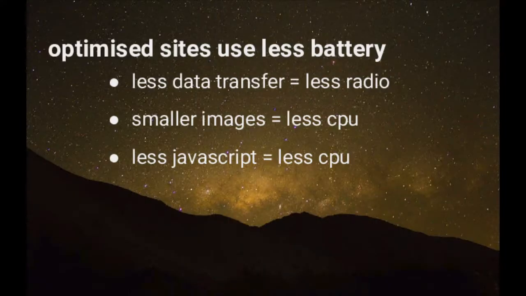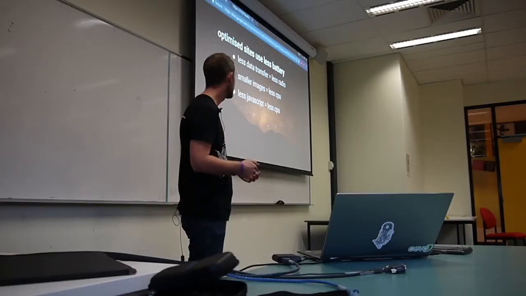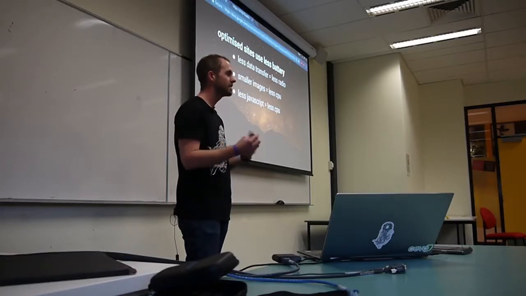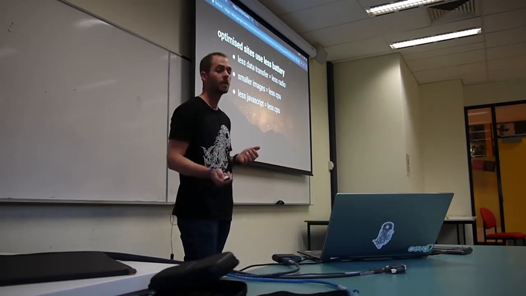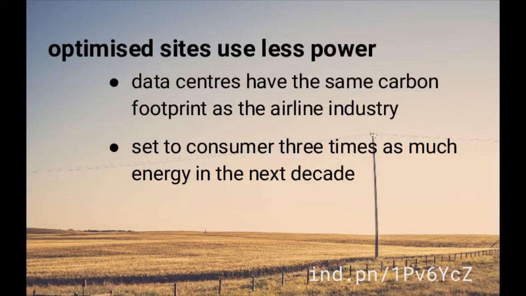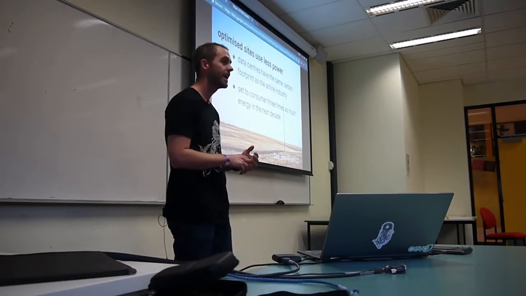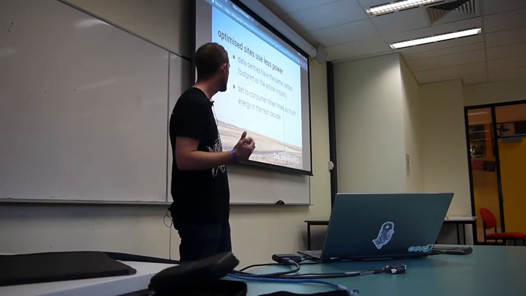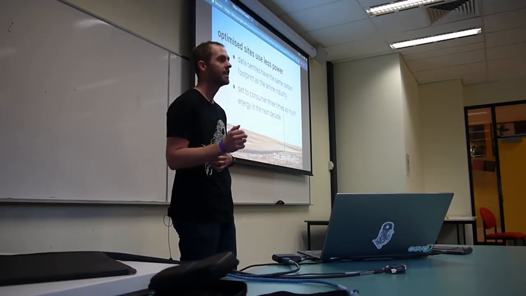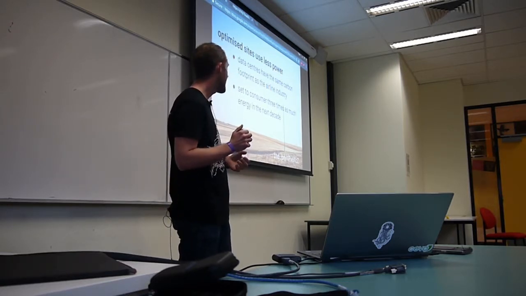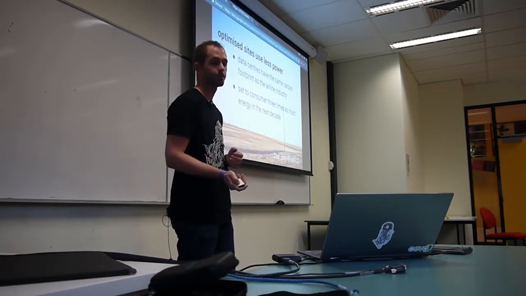Optimized websites are going to use less battery. This is because you're going to need to transfer less data, which is going to use the radio in your phone less. Smaller images and less JavaScript is going to use the CPU less. This isn't something that people are going to see directly, but it is important because it's going to cause all of the ICT infrastructure to use less power. When I was doing the research for this slide, I found out that data centers currently have the same carbon footprint as the airline industry, which to me was kind of shocking. But the really scary thing is that over the course of the next 10 years, that energy consumption is set to triple.